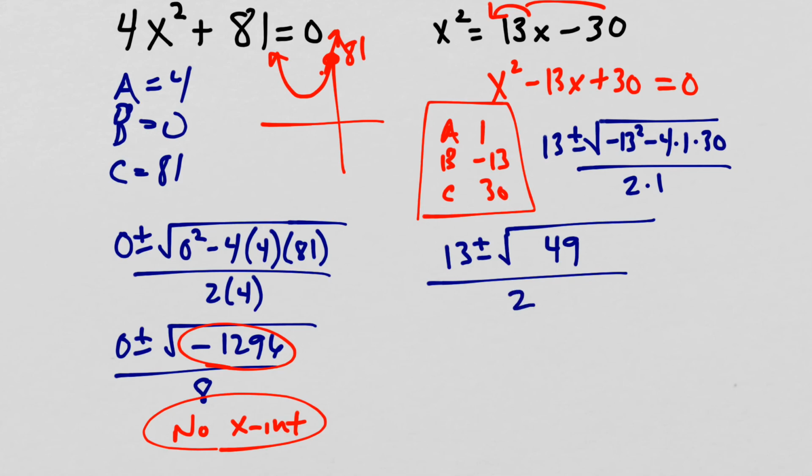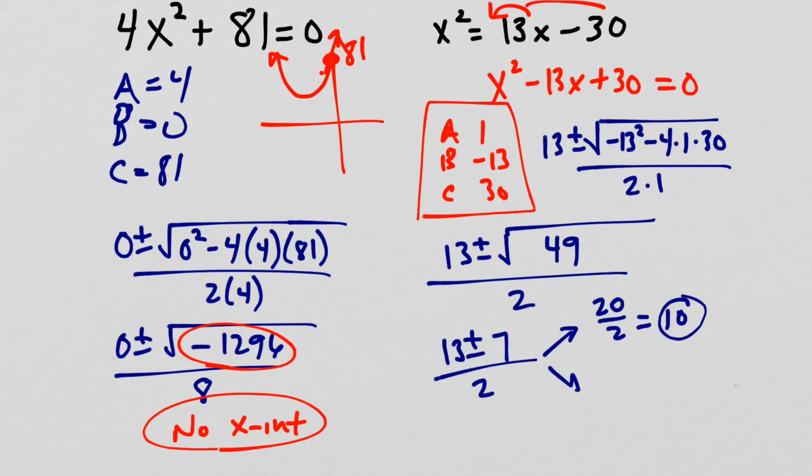Right? So now we have 13. The square root of 49 is going to be a 7. And on the bottom is a 2. So our two solutions, 13 plus 7 is 20 divided by 2. So that is 10. 13 minus 7 is 6 divided by 2, which is 3.